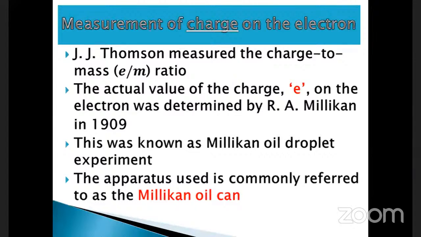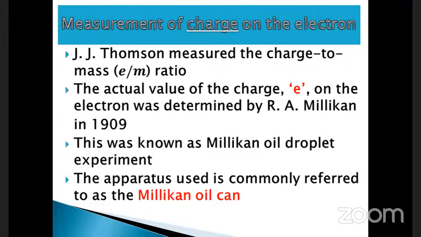So after we got a value for the charge to the mass, it will also be good to have a value for the E, that is the actual charge, and the M, the actual mass. And since it was impossible at that time to measure, because based on what is available, if you want to measure the mass, you have to weigh it. So there was no way to put the electron on a scale. So the first thing that was determined was the E.